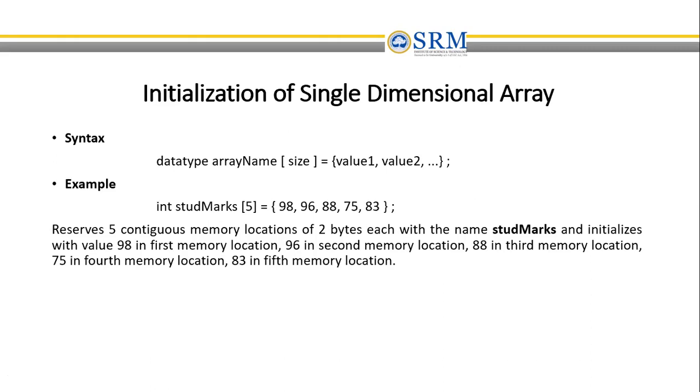A single one-dimensional array can also be initialized just like a variable. First the data type, the array name and the size, and then an equal symbol, and within braces you mention the values. Look at the example here for an integer array having 5 elements initialized by 5 different values of student marks.